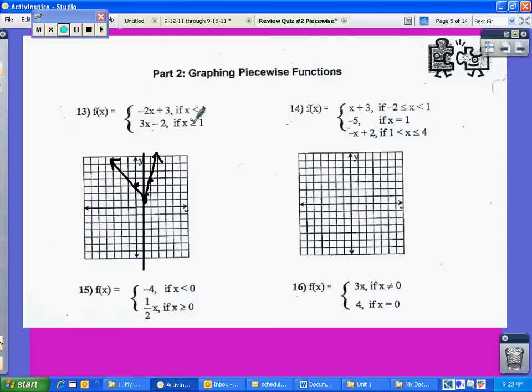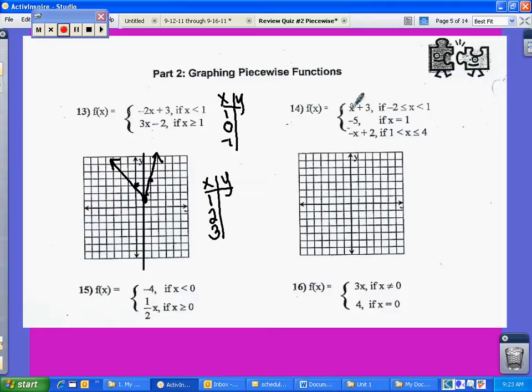Okay, table of values. I could have set up a table of values for each of these functions. So I could have done x, y for the first one, x, y for this one, and then chosen values for this one that were less than 1, and chosen values for x that are greater than 1, and then graphed them like that as well. And that's actually going to be the easiest thing to do for number 14.